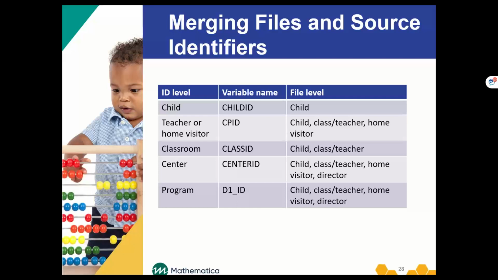Similarly, all IDs with the same name on each file are the same ID and can be used for linking between the files. A reminder that the director file is at the center level. Therefore, if you would like to conduct analysis at the program director level, you would first need to deduplicate the file using the program director ID, which is D1_ID.